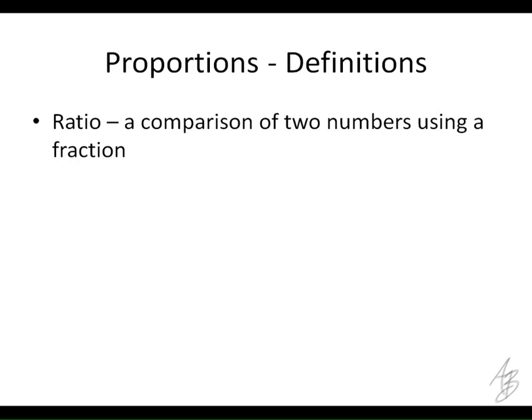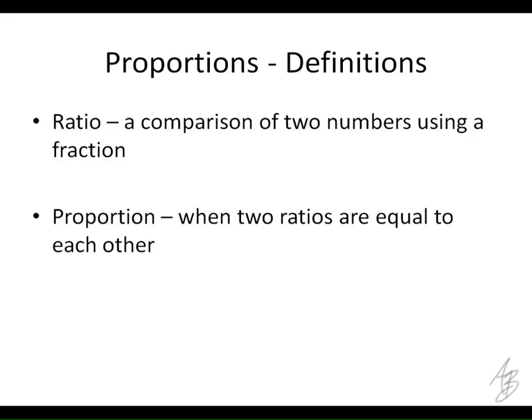The other definition that we're going to need to know to solve proportions is what a proportion is. Does anybody know what a proportion is? It has something to do with ratios. That's why we just defined a ratio. A proportion is just when ratios are equal to each other. So when two ratios are equal to each other, we call that a proportion. And when things are equal to each other, we use an equal sign, so we're going to end up with an equation when we're looking at proportions.